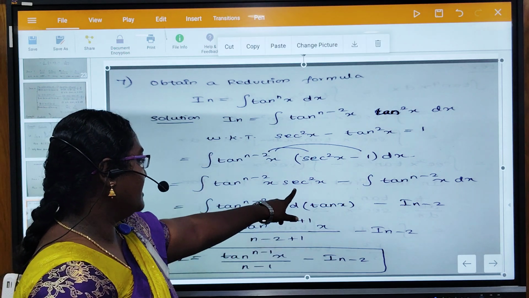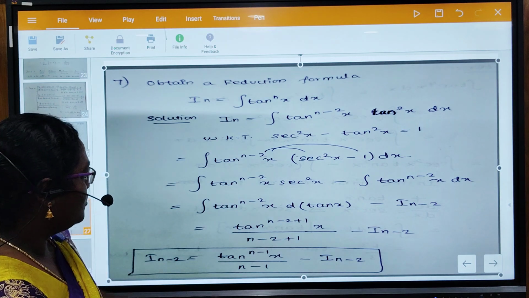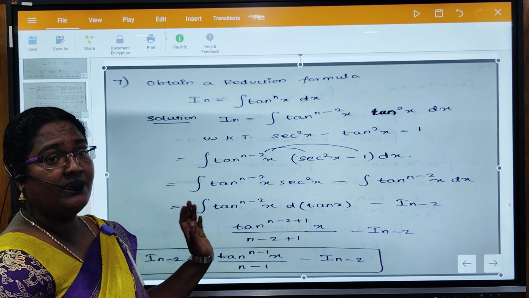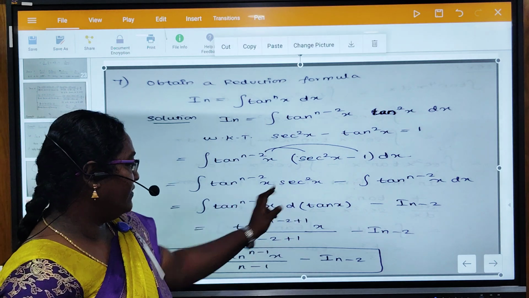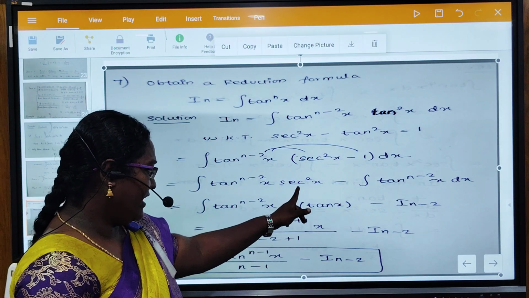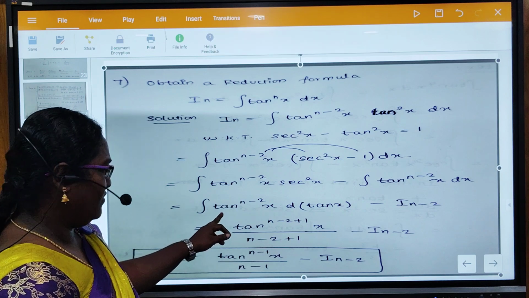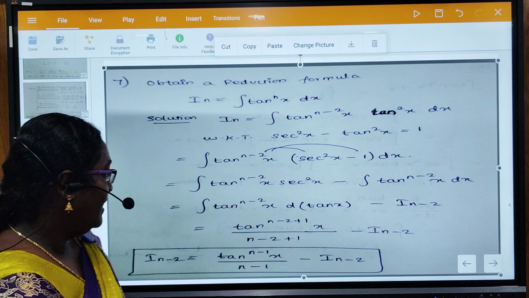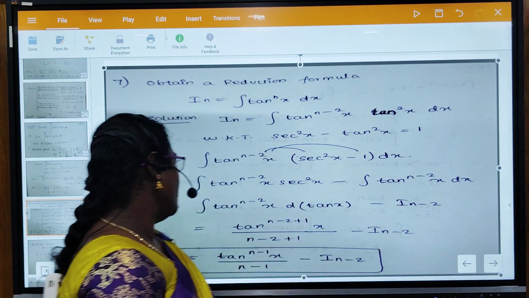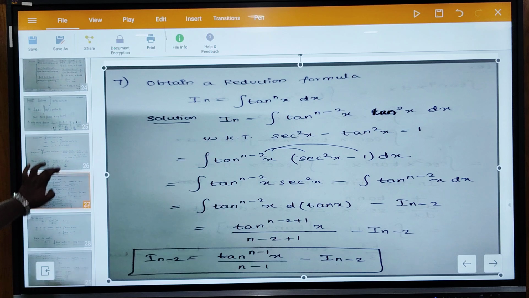Now this secant square is nothing but the differentiation of tan x. Differentiation of tan x is secant square x. So I am writing this secant square as the differentiation of tan x. Using the basic integration formula, integral of x power n dx is x power n plus 1 by n plus 1, and this is reduced to I n minus 2. So this is the formula for integral of tan power n x dx.